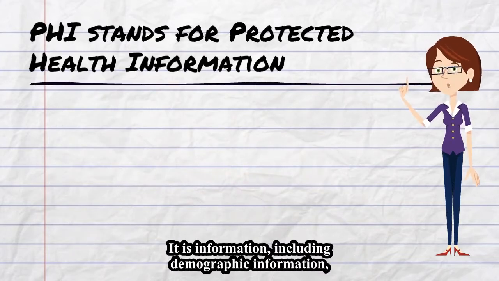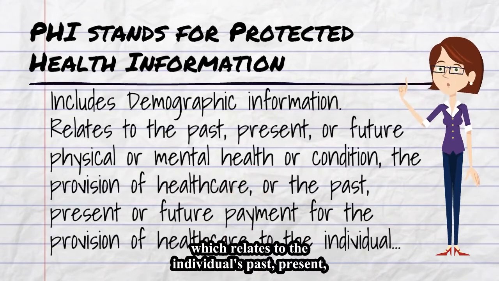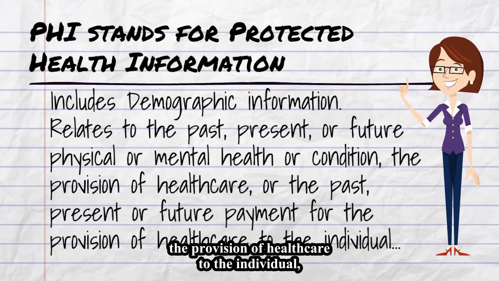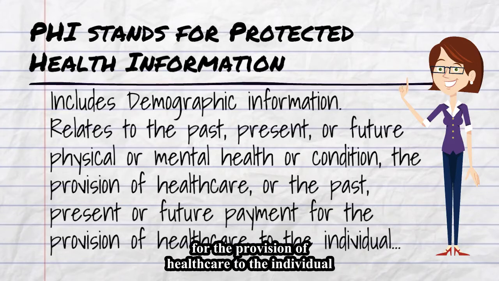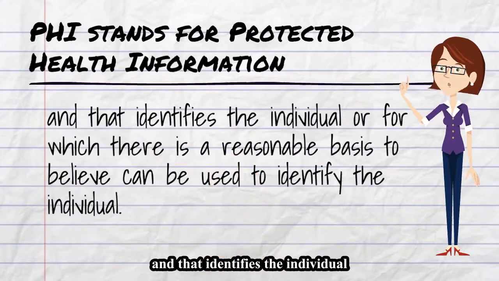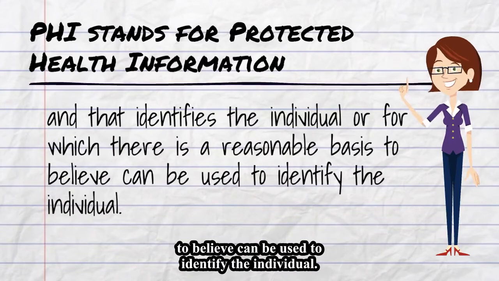It is information, including demographic information, which relates to the individual's past, present, or future physical or mental health or condition, the provision of health care to the individual, or the past, present, or future payment for the provision of health care to the individual, and that identifies the individual or for which there is a reasonable basis to believe can be used to identify the individual.